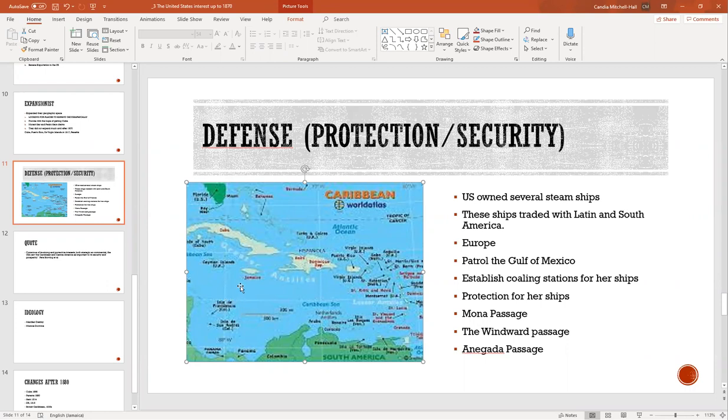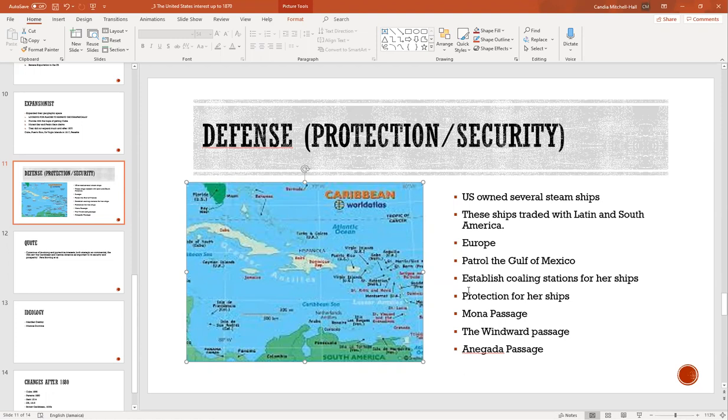So you see that the Pedro Keys are located here. The Morant Keys are located around here. There are three ways to get to the US. One, the Gulf of Mexico, which is here. Then the Windward Passage, between Cuba and Haiti. The Mona Passage is between the Dominican Republic and Puerto Rico. And the Anegada Passage is between the Virgin Islands and Puerto Rico. These are all the different ways to get to the US. So the Caribbean was very important to the US because they had several different routes to get to the United States.